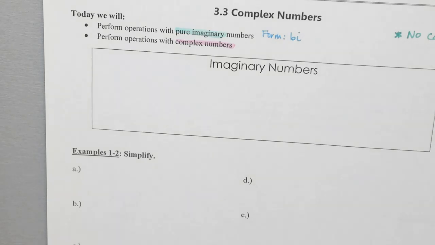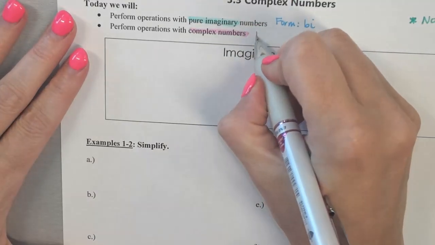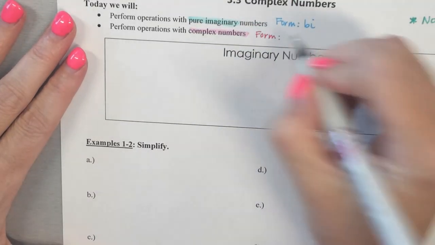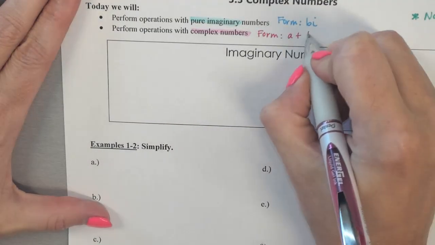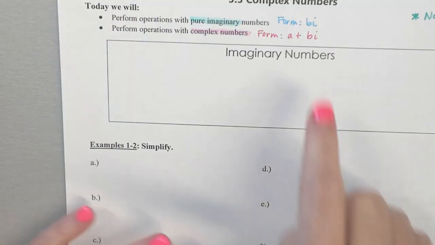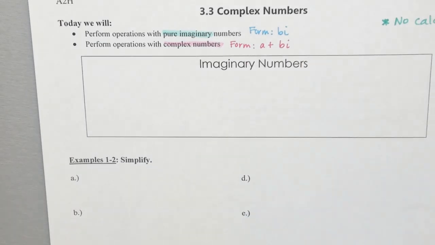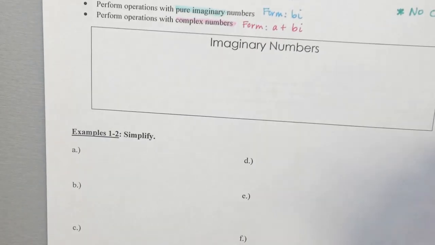Okay, so today we're talking about complex numbers, which are also called imaginary numbers. If it is a pure imaginary, you only have one term. If it is a complex, it has a real number to it as well. And the form we call a plus bi, where your a value is real and then the b value is imaginary.